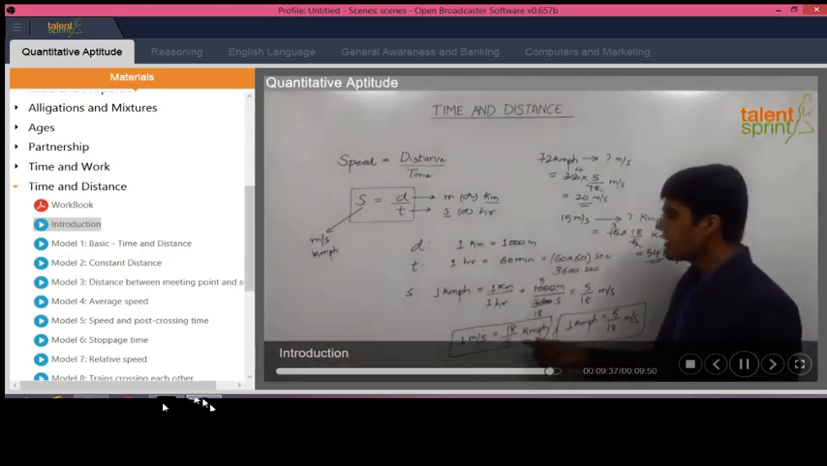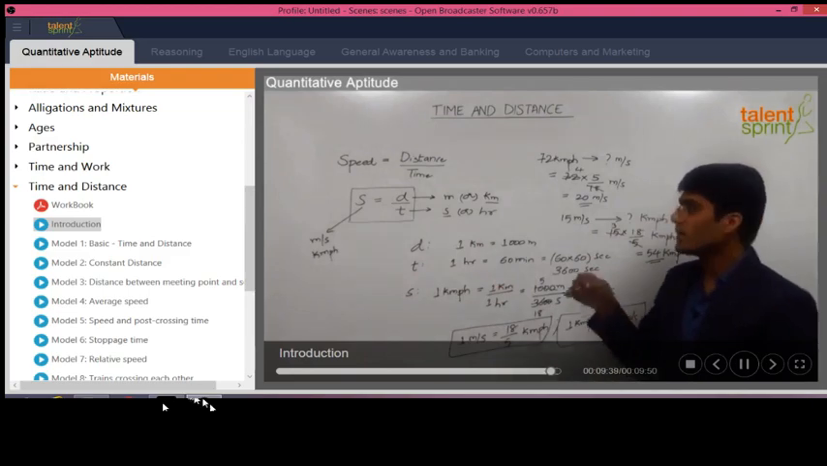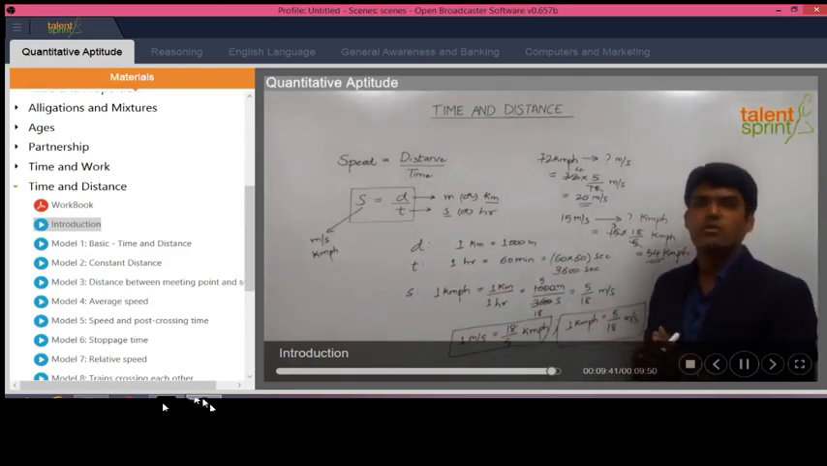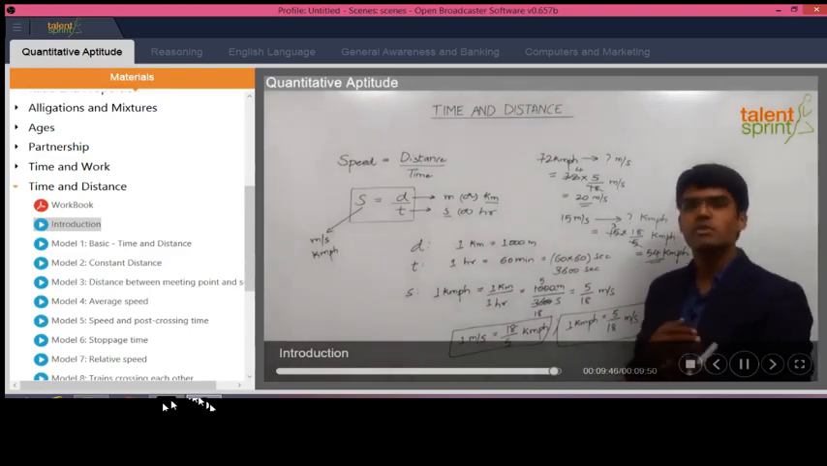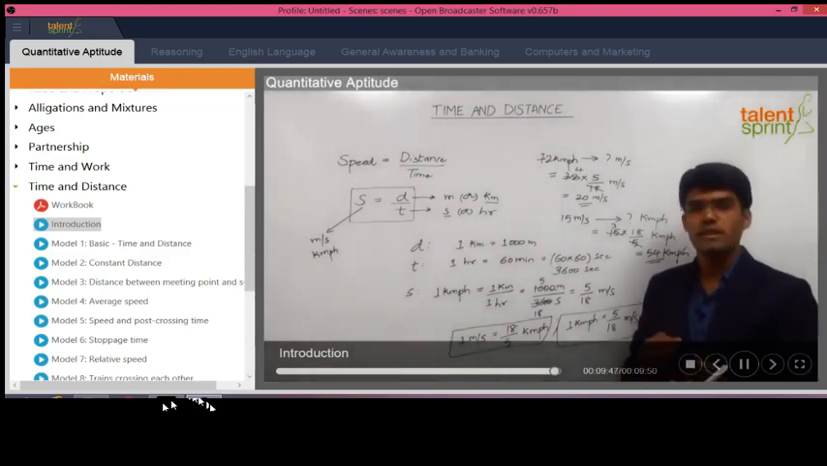Right? And this is very important because whenever we solve a question from time and distance, before we do the calculation, the units have to be balanced. So always make sure that the units are same on both the sides and only then you proceed for the calculation.